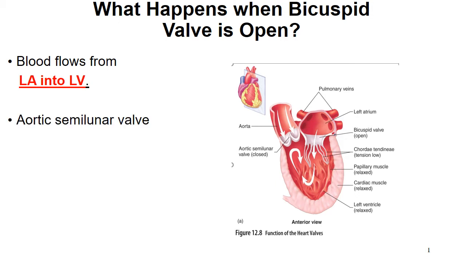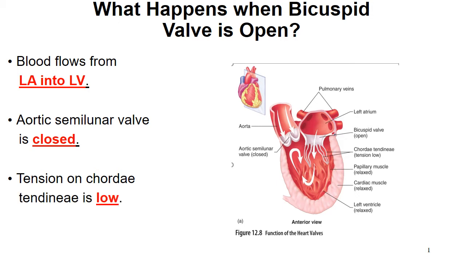Next, the aortic semilunar valve is currently, if you look at the picture, closed. The blood is now sitting in that left ventricle. The tension on the chordae tendineae, if you look in the picture, is low because the bicuspid valve is open. So now let's take those same concepts. The blood has just gone into that left ventricle, and see what happens as that ventricle is squeezing the blood up through the aorta.